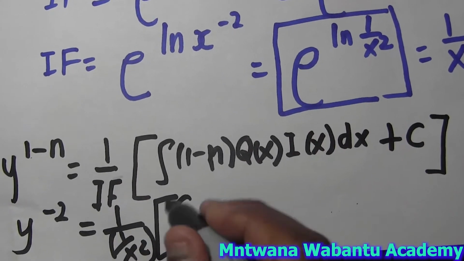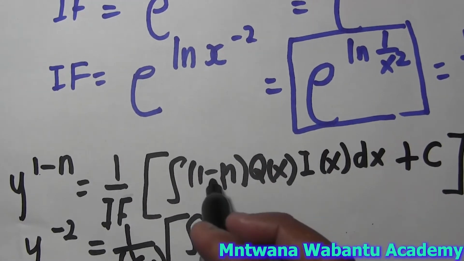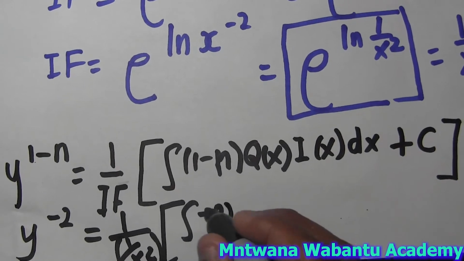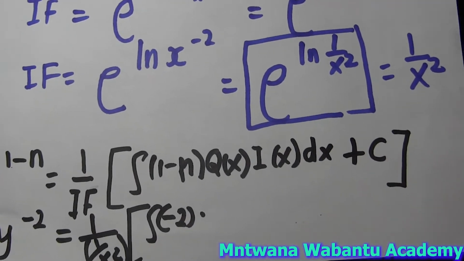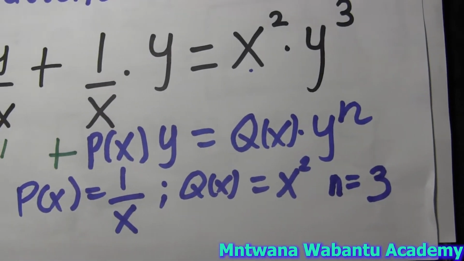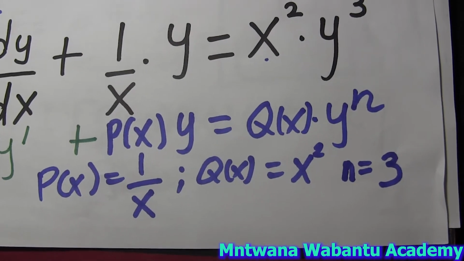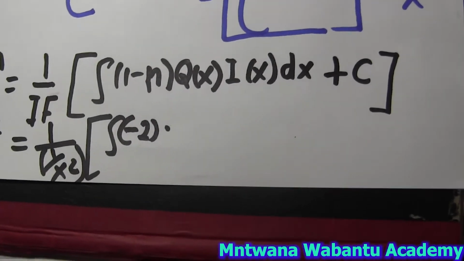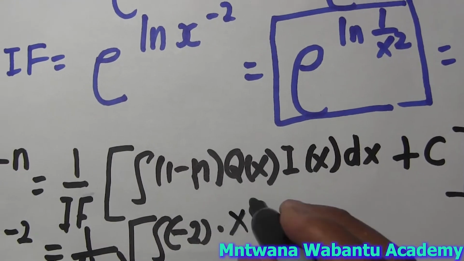And then integral 1 minus n, 1 minus 3 equal to negative 2. Okay, our q of x. What is the q of x? Our q of x equal to x squared. So you can plug that in. Our q of x equal to x squared. Oh, so this is going to be x squared.